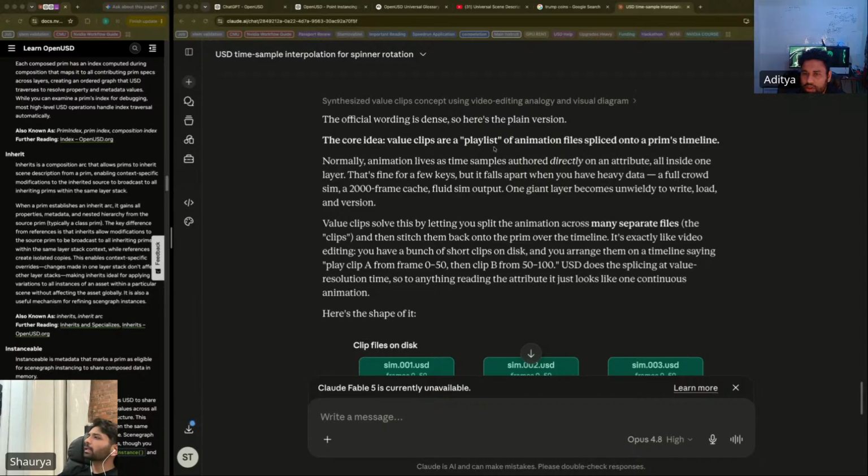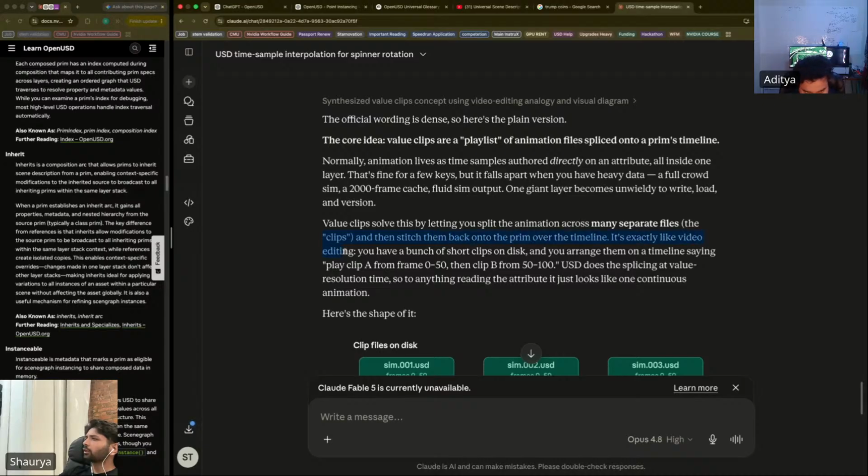The core idea is value clips are a playlist of animation files spliced onto a prim's timeline. Normally, animation lives in time samples authored directly on an attribute, all inside one layer. That's fine for a few keys, but it falls apart with heavy data: a full crowd sim, a 2000 frame cache, fluid sim output. One giant layer becomes unwieldy to write, load, and version. Value clips solve this by letting you split the animation across many separate files, the clips, and then stitch them back onto the prim over the timeline.